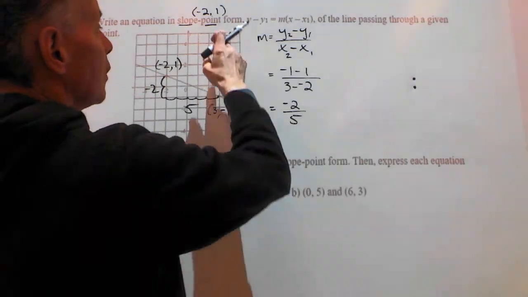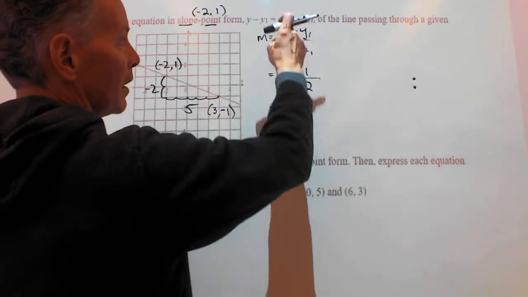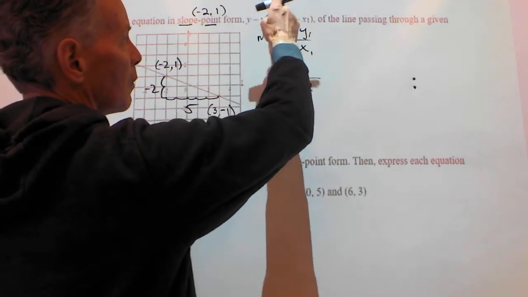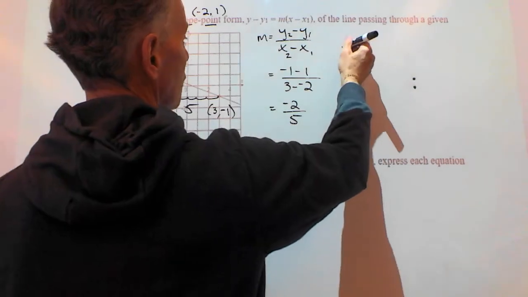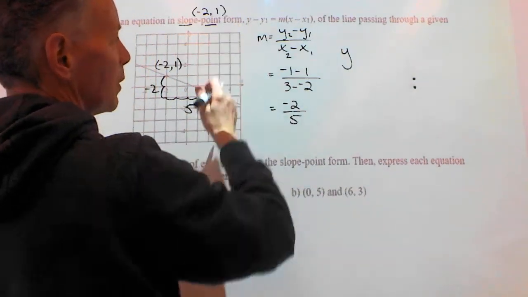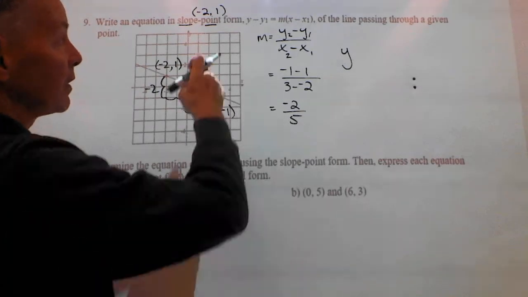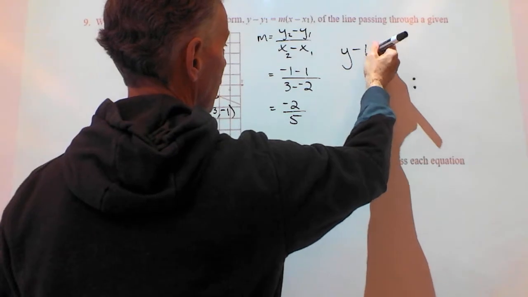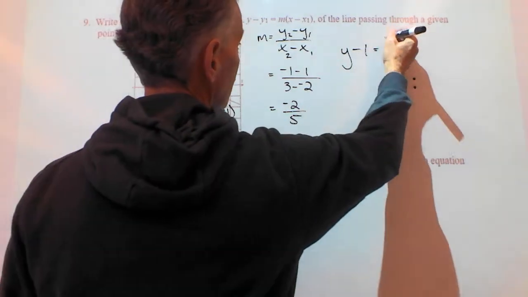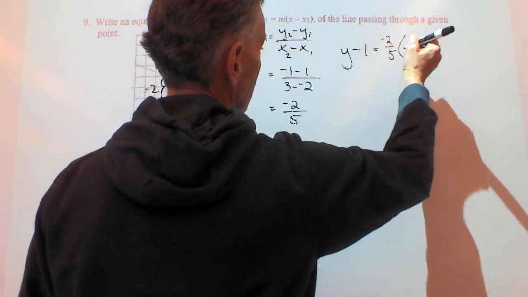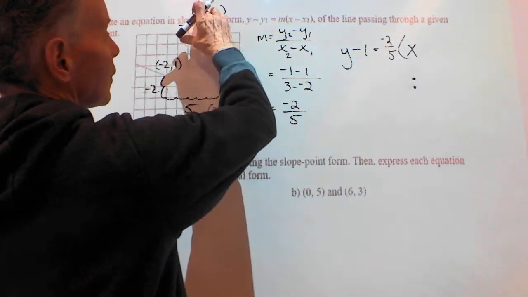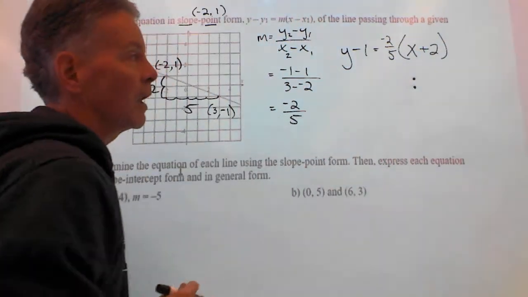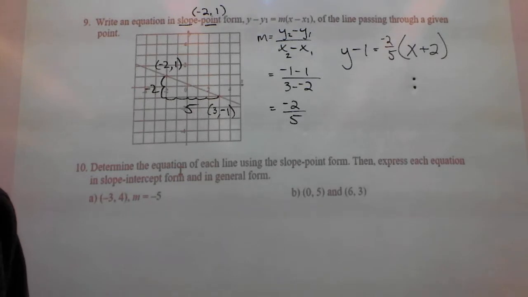Okay? So, now that we have the slope, it goes where you see the m here, and we have a point. That's where you put your y1 and your x1. Our slope point formula becomes, and remember, the signs have to be opposite to what you see here. So, since our y value is 1, we're going to go y minus 1. Our slope is negative 2 over 5. And then x, since our x is negative, we make sure it has the opposite sign, x plus 2. And there's your slope point form. Okay?